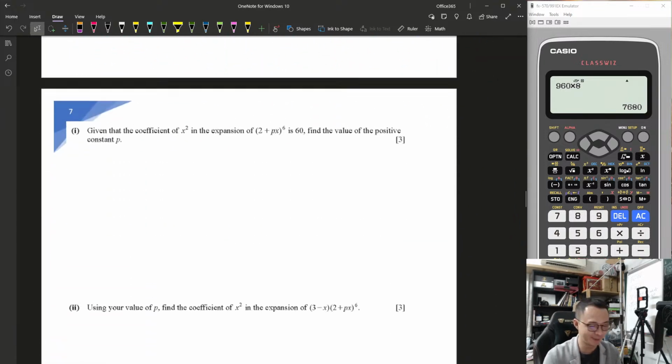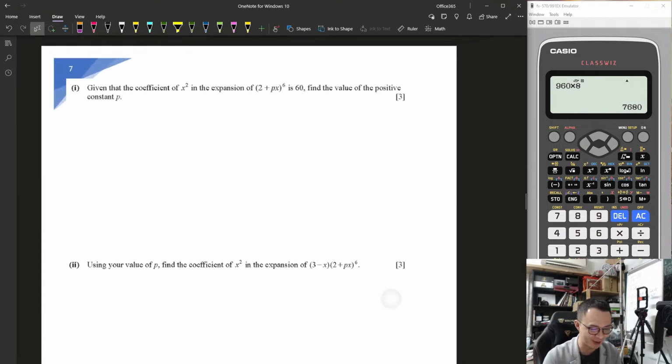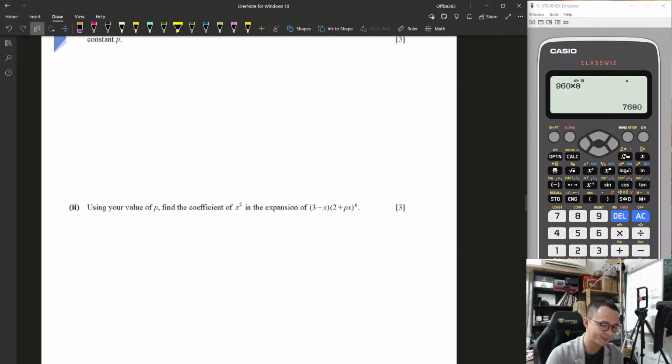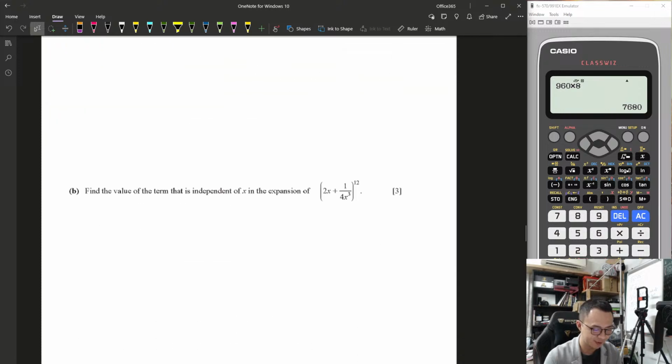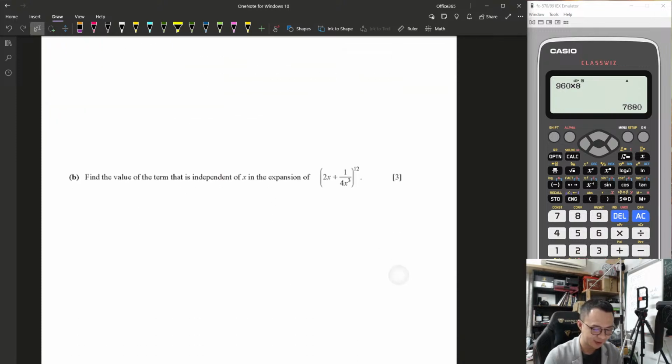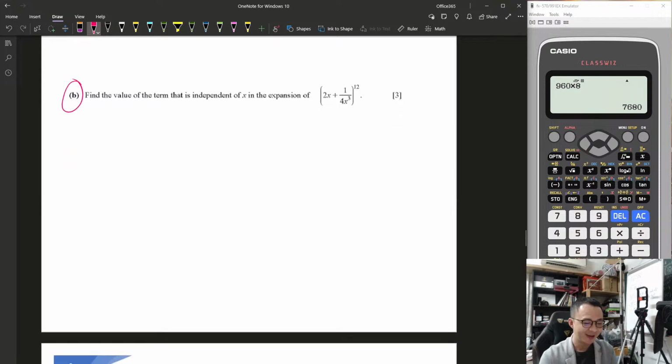Okay, so let me just do 2 more questions before I end the live streaming today. This is very similar, I will just skip this one. I'll try to find something more interesting. Right, I do this one, B. It looks different. Okay, this one they ask you to find the independent of x in one binomial expansion only.